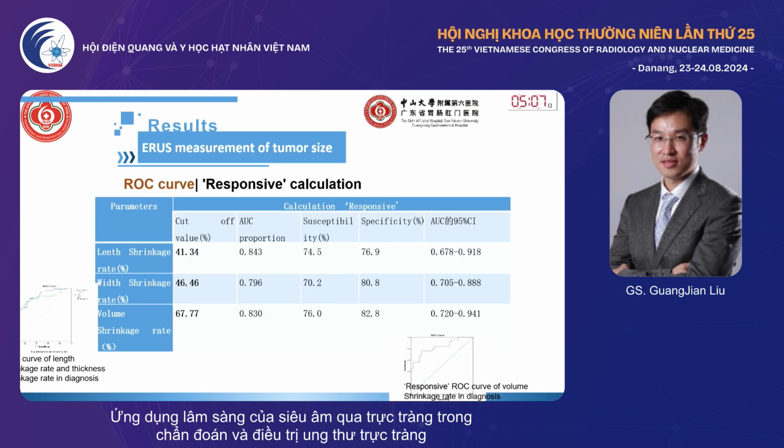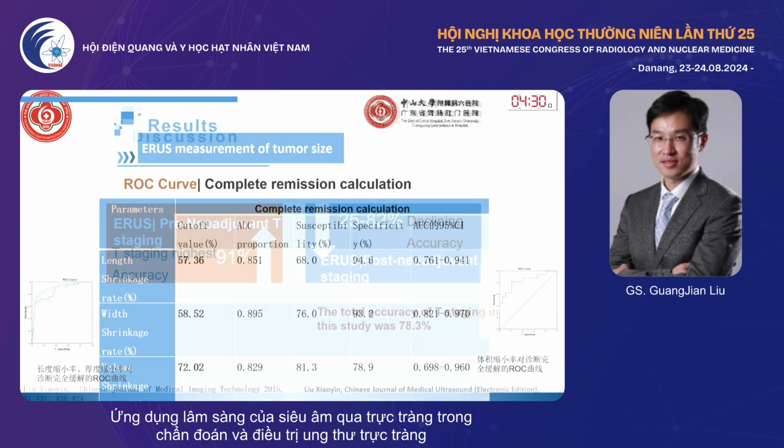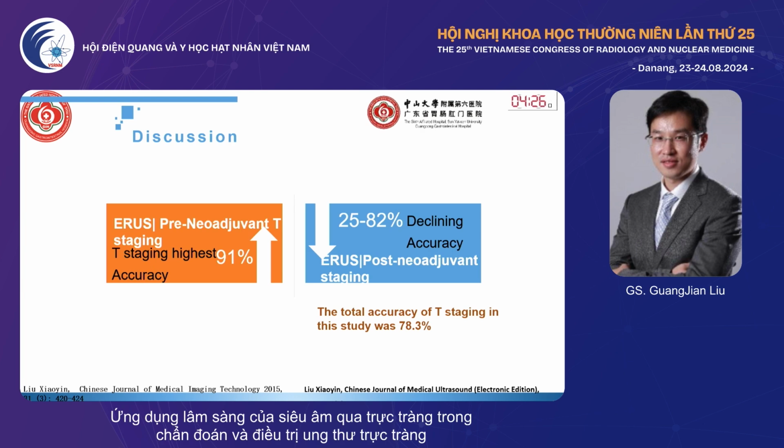By using the ROC, we can see the cutoff value to evaluate the responsive group is length shrinkage more than 41%, thickness more than 46%, and volume shrinkage around 68%. For prediction of the complete response, the length, width and volume shrinkage is a little bit higher, both with very high area under the ROC. As we can see, pre-treatment T stage by using the endorectal ultrasound is very high, over 90%.